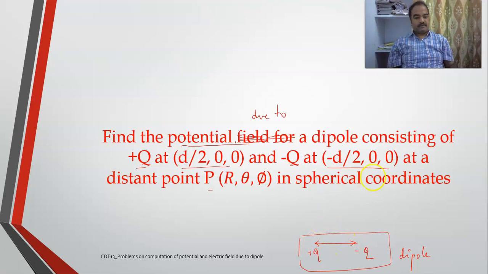So this dipole is creating an electric field around it, and let us suppose there is a distant point which is in terms of spherical coordinates. So he wants to determine what is the potential due to this dipole. So this is the question. So how to solve this problem now?